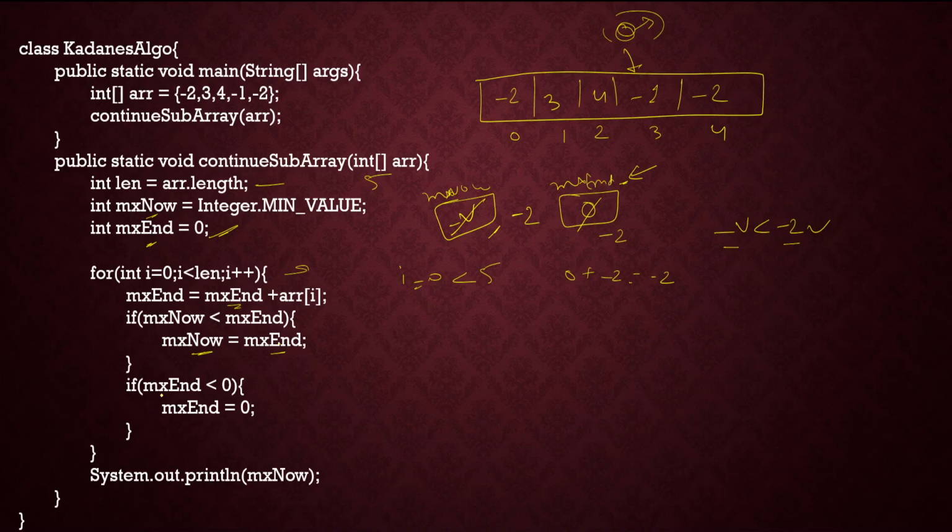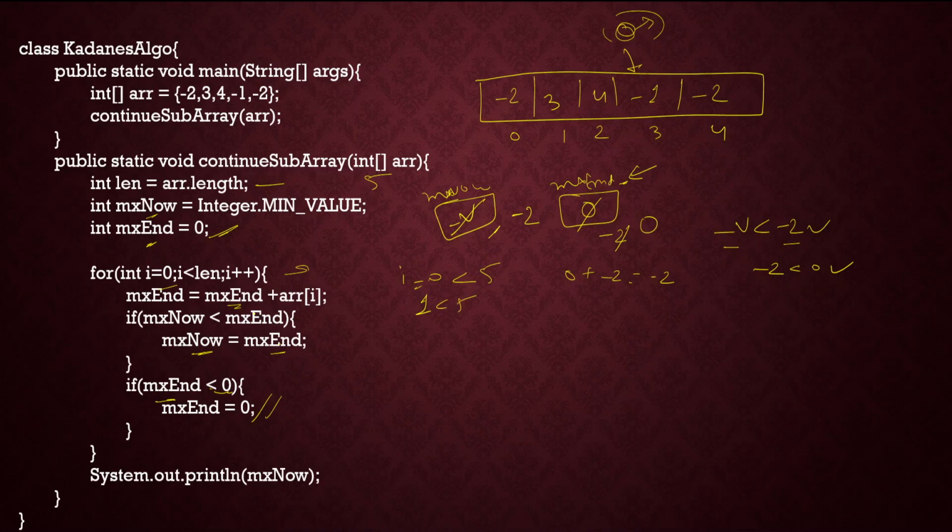Let's suppose max_end is less than 0, because we want only positive values. What is max_end? max_end is -2, which is less than 0. Yes, it is correct, so it will be replaced with 0. Now it has been replaced with 0. Again, come to the loop. 1 is less than 5.